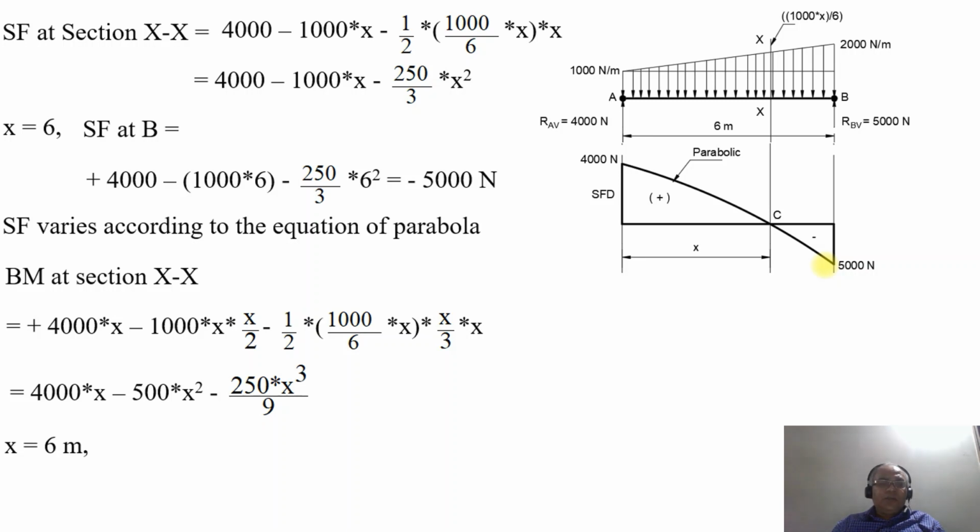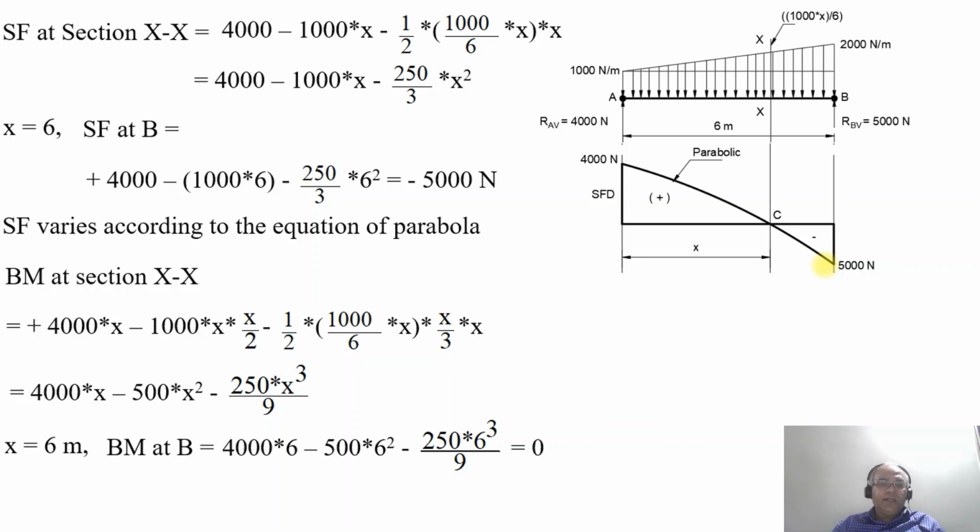Now, when the value of X is equal to 6, what happens? BM at B. So when you multiply 4000 into 6 minus 500 into 6 square minus 250 into 6 cube by 9, on calculation, the value of bending moment becomes 0 there. So it started from 0, it ends at 0. But we don't know exactly the maximum bending moment, which we need to find out. Why? Because the shear force changes its sign from positive to negative at this point, which is C. At that point, we need to find what the bending moment will be.